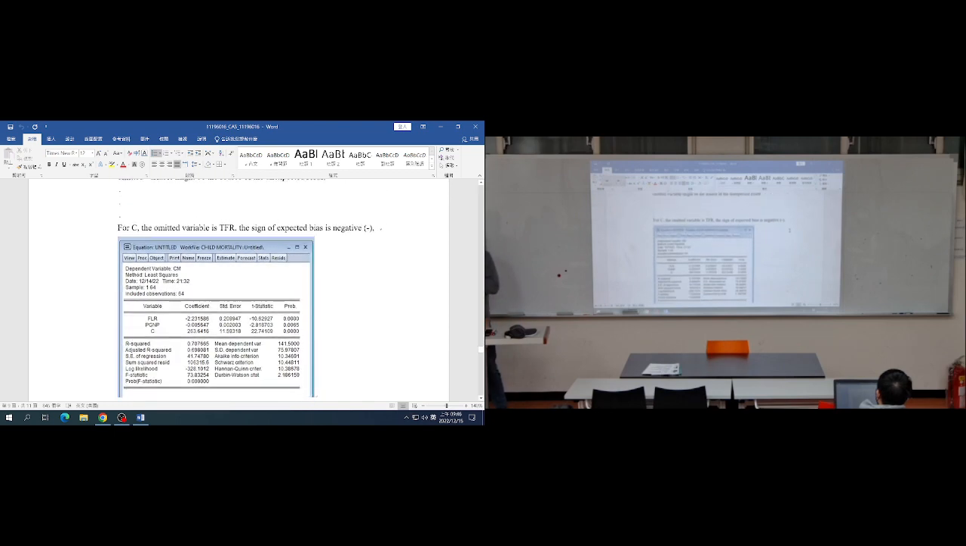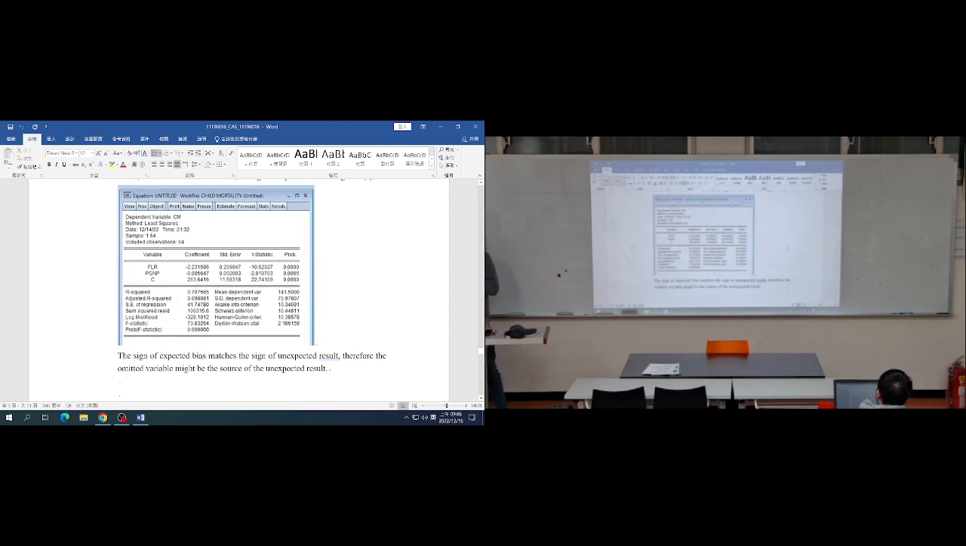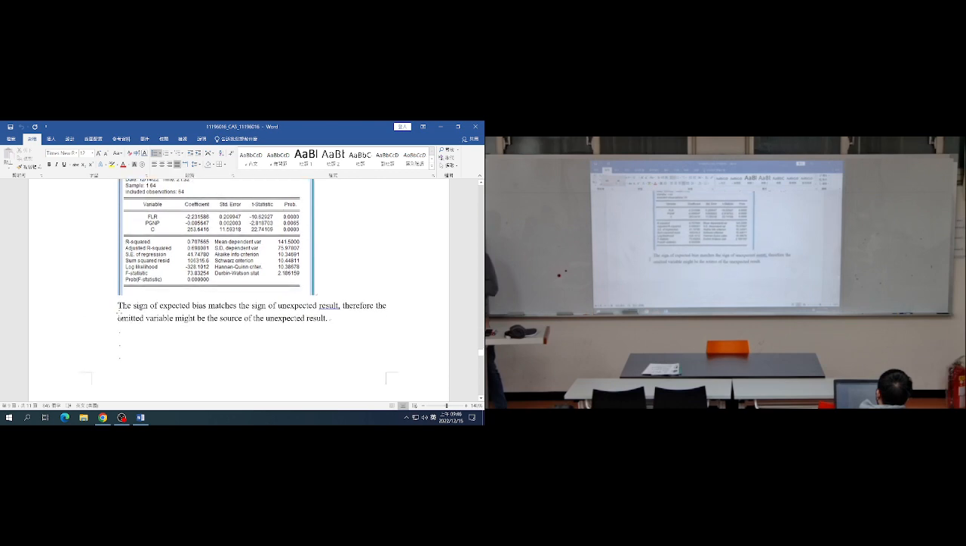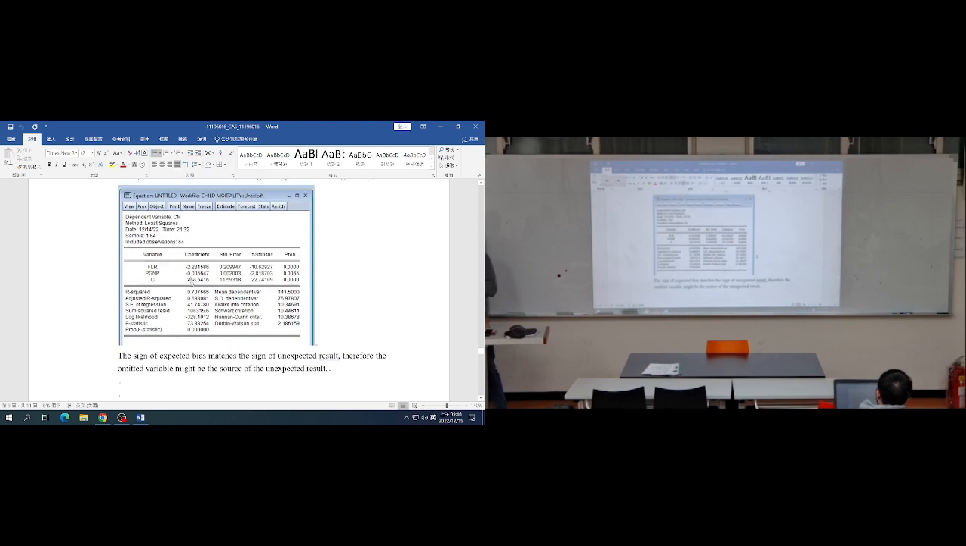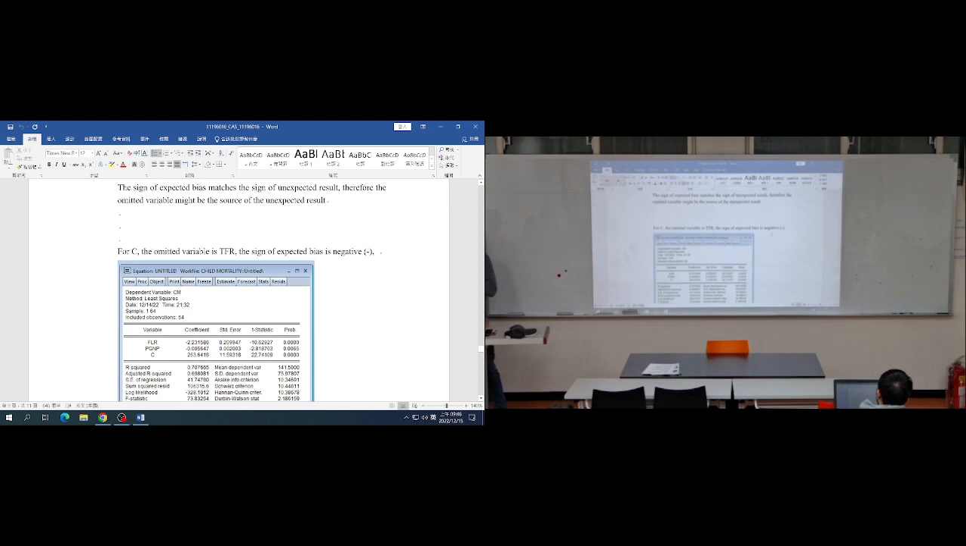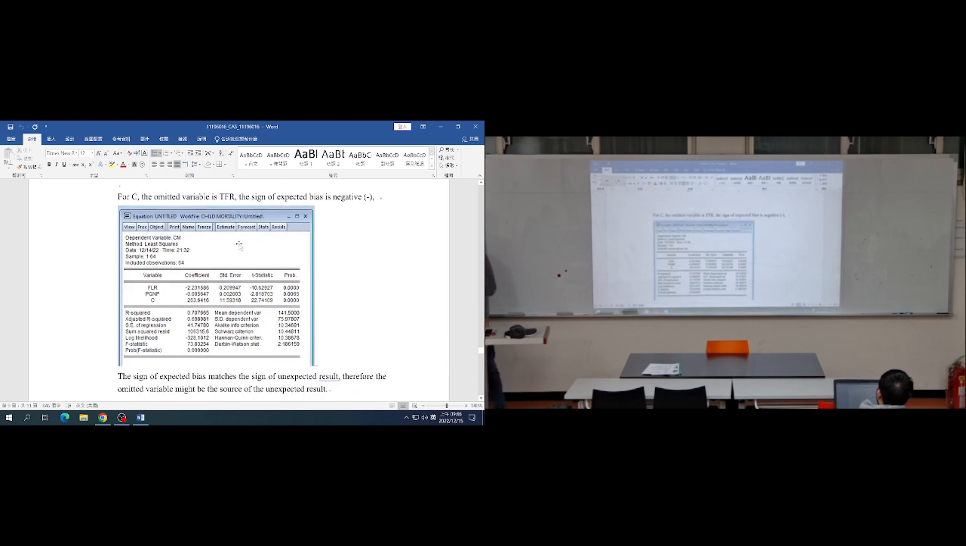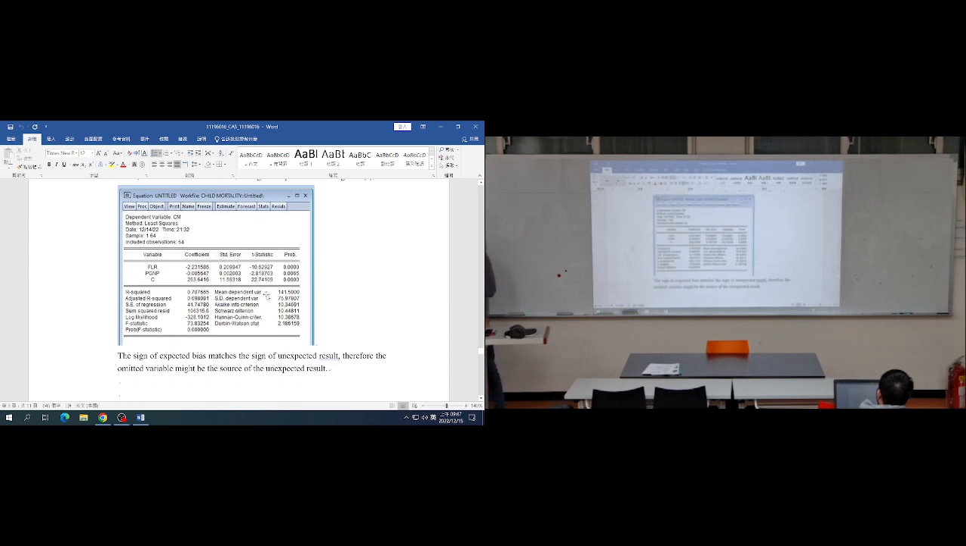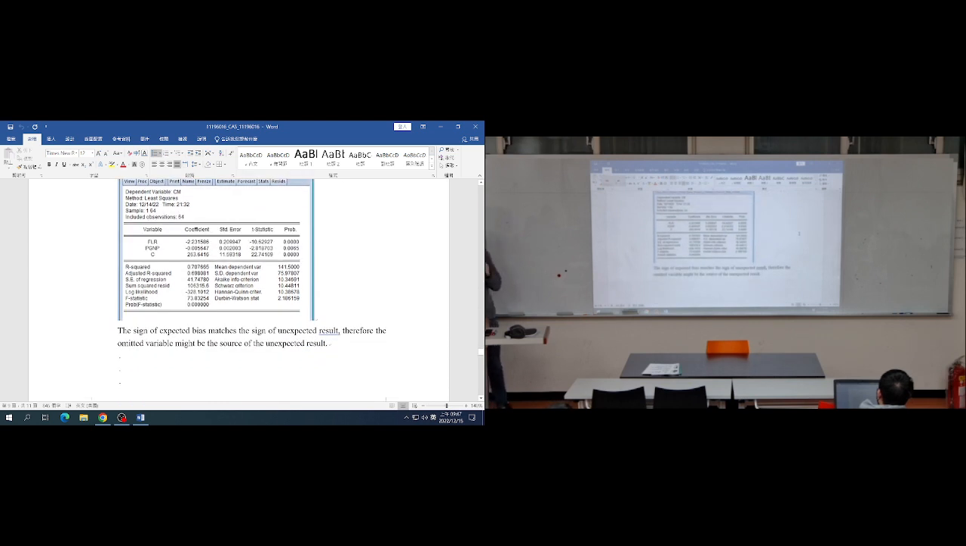And then we can do that for model C, which is going to have the exact same result. The sign of the expected bias matches the sign of the unexpected results. As you remember, for our two expected biases, the signs were both negative. And here, again, FLR and GNP are both negative. So for me, it's more about just the negative relationship between these two variables and the dependent variable. But at least we did the expected bias analysis.